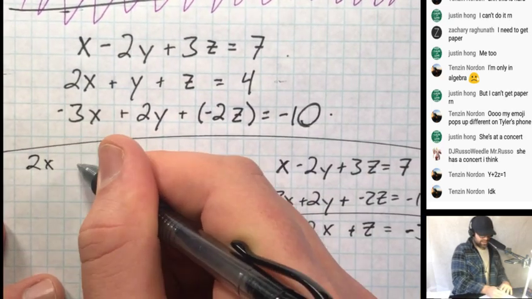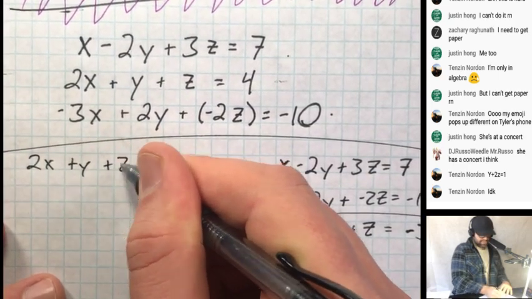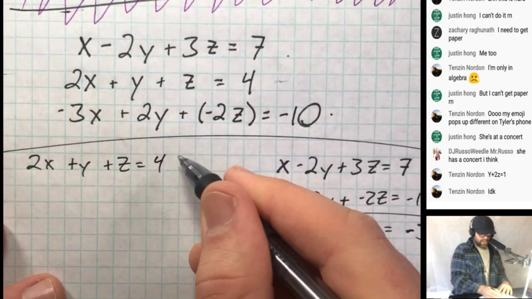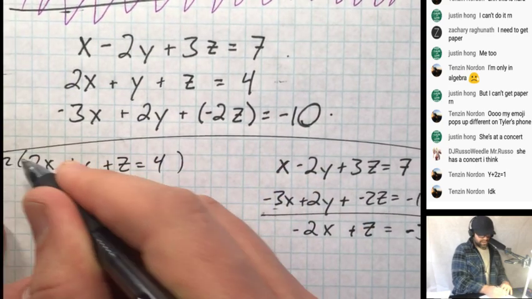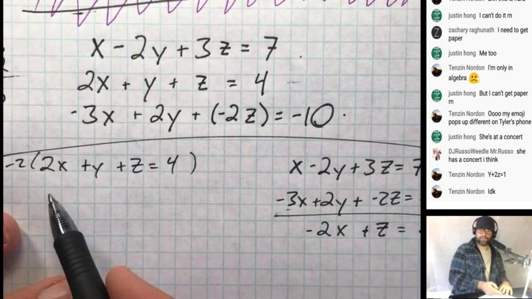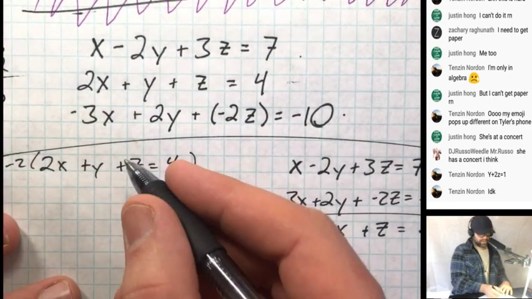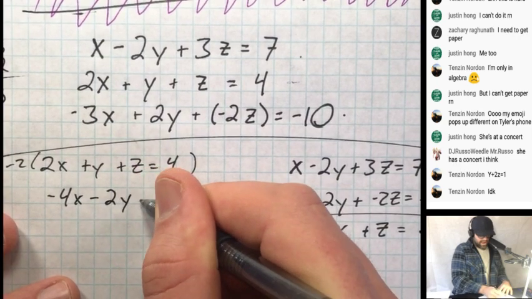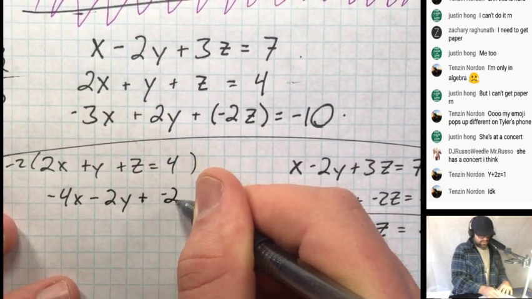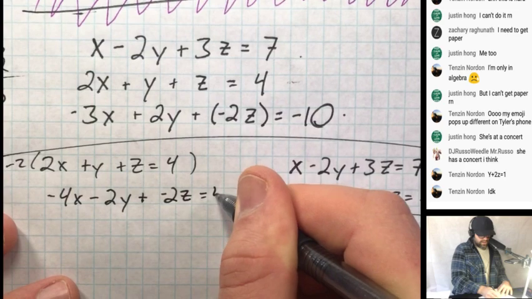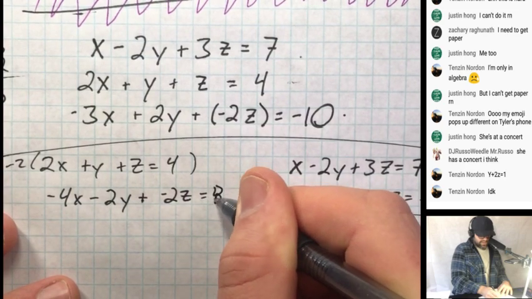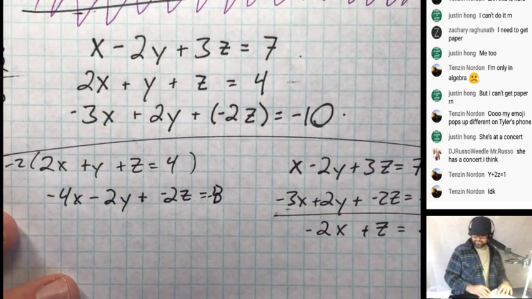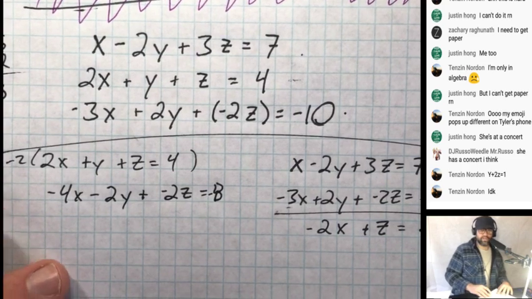So I have 2x plus y plus z equals 4. I'm going to multiply the whole thing by negative 2, and you can do that because I'm multiplying the left and the right side of the problem by negative 2. You get negative 4x minus 2y plus a negative 2z, I don't know why I keep doing that, and equals a negative 8. Okay, chill. So you can definitely see that's a negative 8.